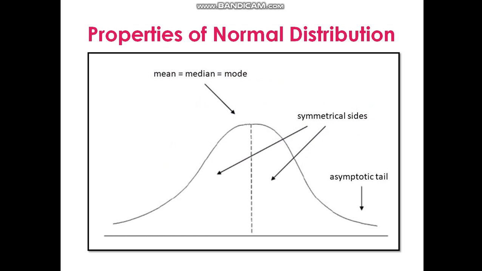Properties of normal distribution. The distribution curve is bell-shaped, as you can see. It has symmetrical or equal sides. The mean, median, and mode meet at the center, and it has an asymptotic tail, where the tail doesn't touch the x-axis. The area of the normal distribution is equal to 1 or 100%.